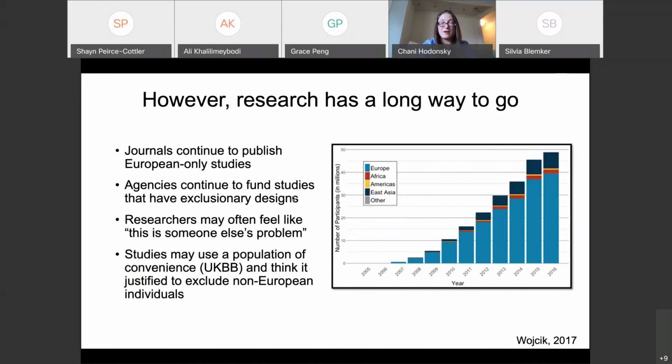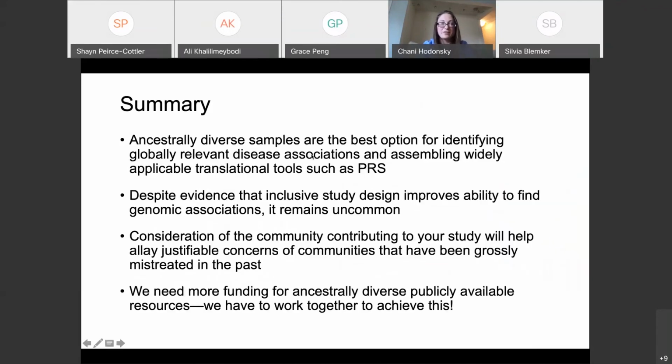It's a lot of people passing the buck to the next person in hopes of increasing inclusion while working with the data that they have. I think that we really need to work together to increase representation of all ancestries, not only because it's relevant to populations in the United States, but because genomics is a human field of study. So in summary, ancestrally diverse samples are the best for identifying globally relevant associations. Although evidence has shown that this is the most appropriate design, we unfortunately haven't quite gotten there yet.